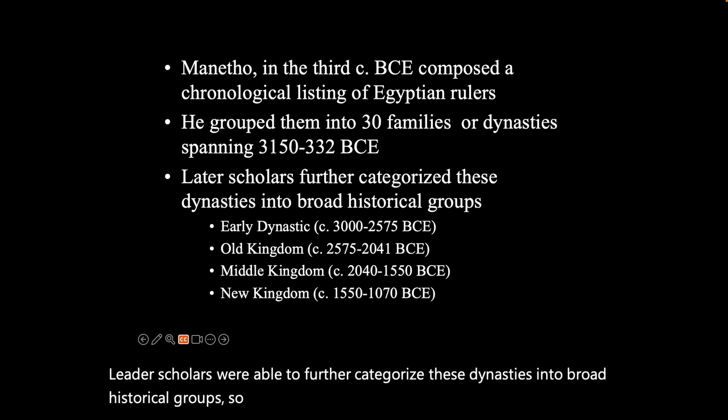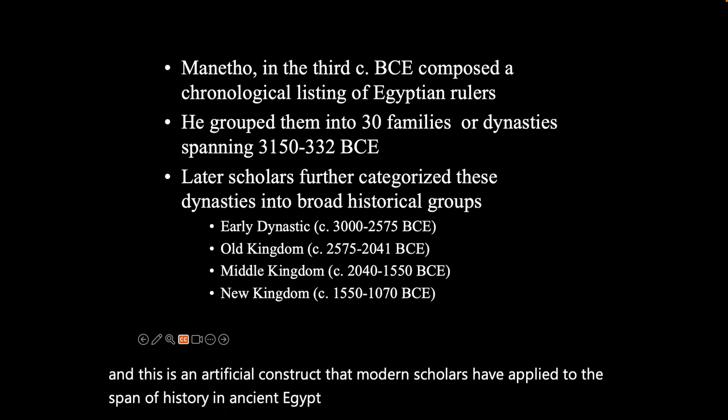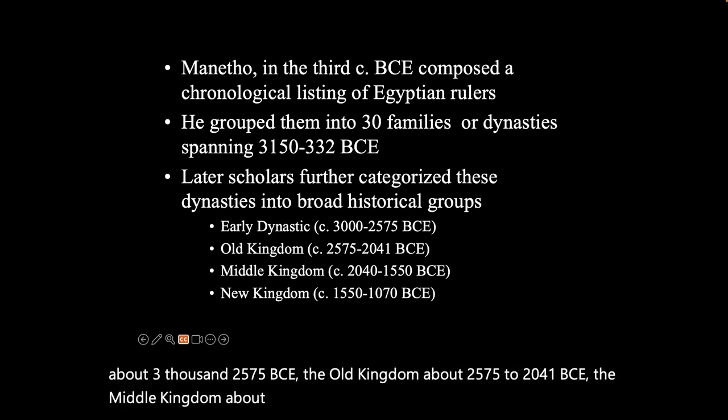So there are broad historical groups that we talk about, and this is an artificial construct that modern scholars have applied to the span of history in ancient Egypt. We talk about the early dynastic period, about 3000 to 2575 BCE, the Old Kingdom, about 2575 to 2041 BCE, the Middle Kingdom, about 2040 to 1550 BCE, and the New Kingdom, about 1550 to 1070 BCE.